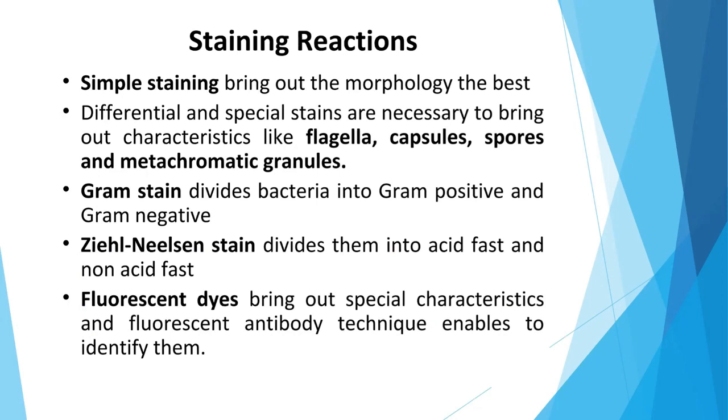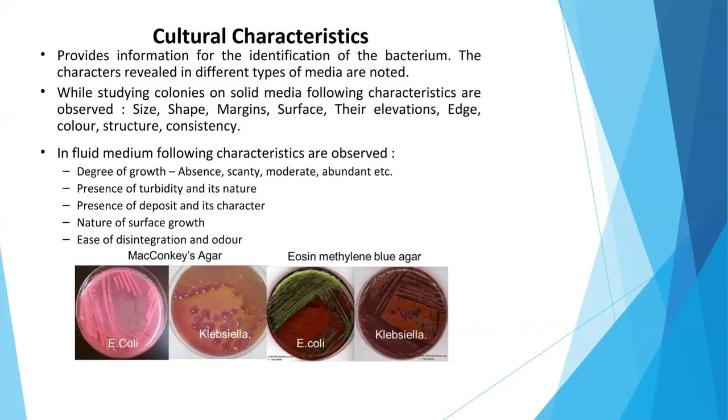Gram stain divides bacteria into gram positive and gram negative. Ziehl-Neelsen stain divides them into acid fast and non-acid fast. And fluorescent dyes bring out special characteristics, and the fluorescent antibody technique enables us to identify them.